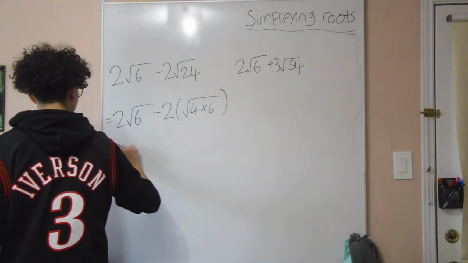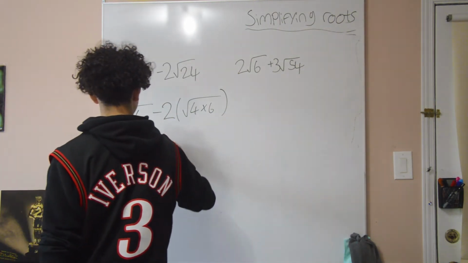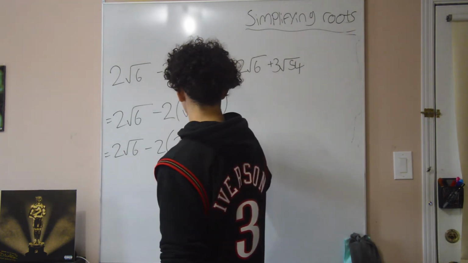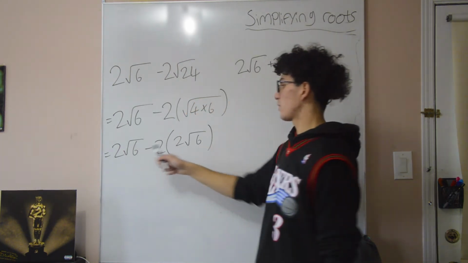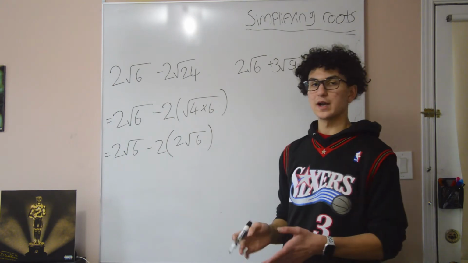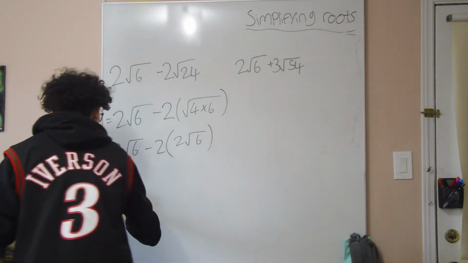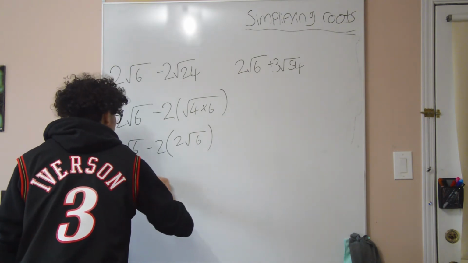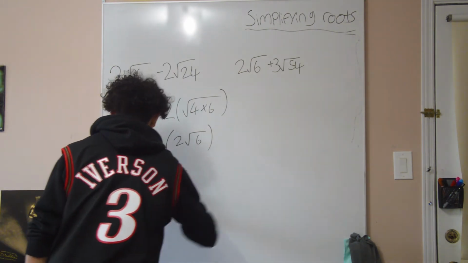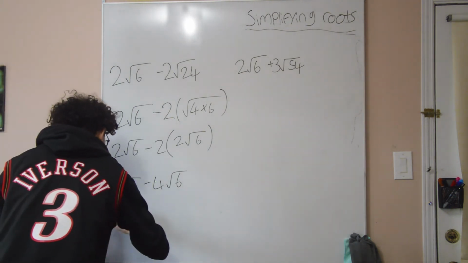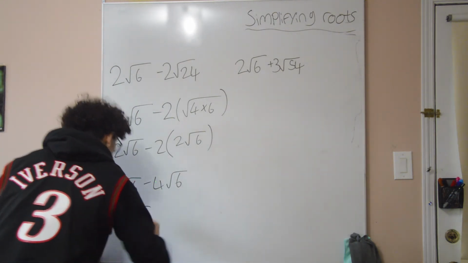And from there, it simply becomes 2 root 6 minus 2 times square root of 4, which is 2, root 6. And now they are the same root. Now we can subtract. But we're not fully done because we still have to multiply this. So we get 2 root 6 minus 4 root 6. And just like that, our answer becomes 2 minus 4, negative 2 root 6.